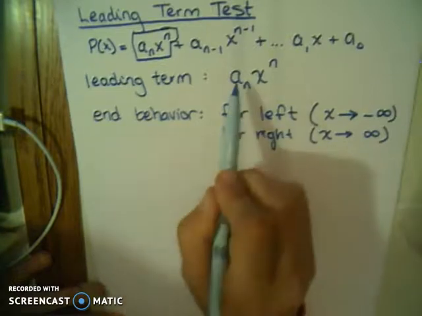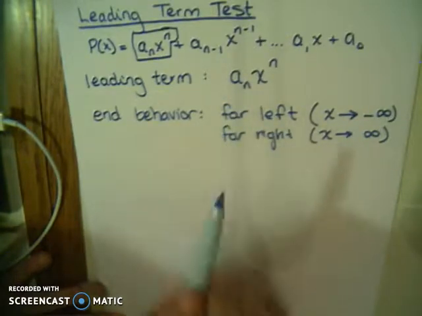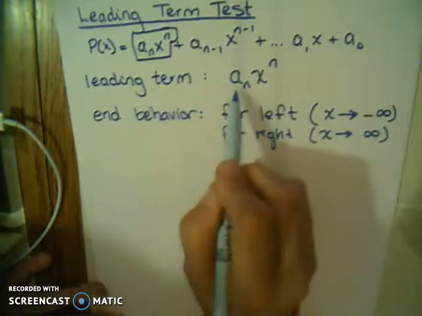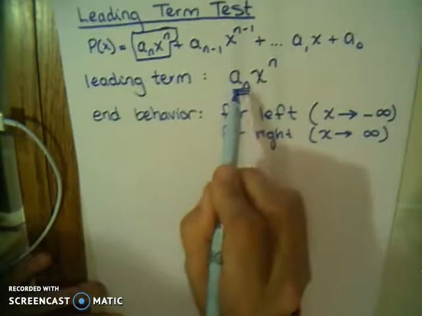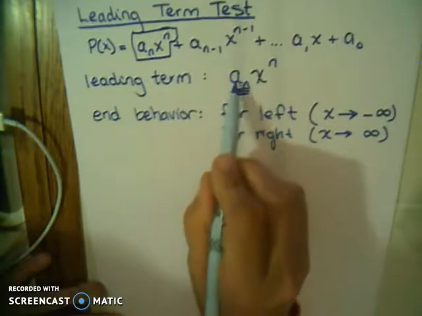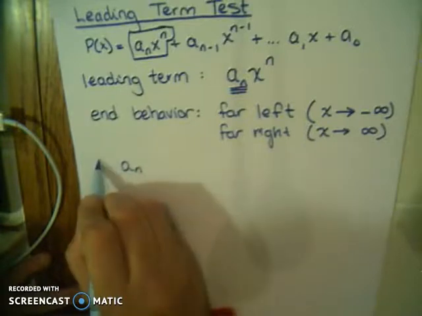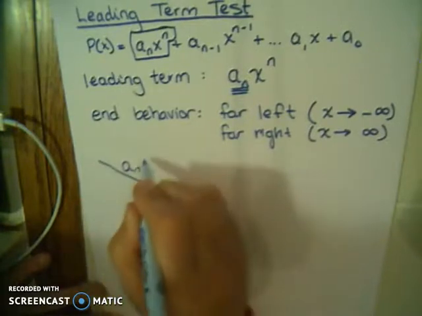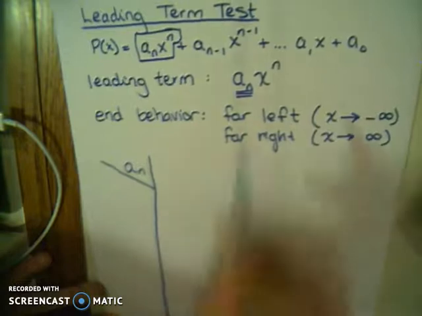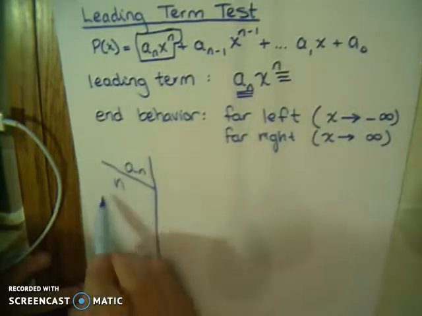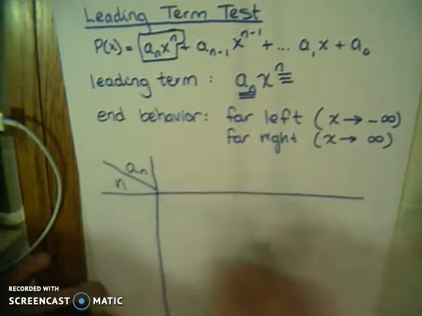And there are two things we're going to look for, and they could both be broken into two categories. So we're going to look at this leading coefficient, and whether that leading coefficient is positive or negative is going to be part of our test. And then we're going to look at the degree, and whether that degree is even or odd is going to be the other part of the test.